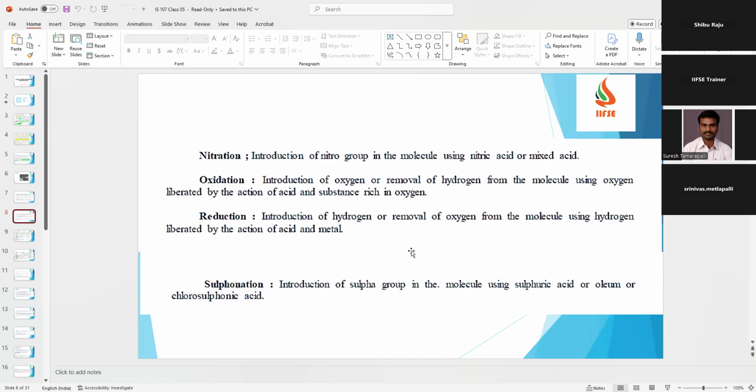So whenever you need to bring a nitro group into molecules, you use nitration as a unit process. Then oxidation is the introduction of oxygen or removal of hydrogen from the molecules, using the oxygen liberated by the action of acid or other substances. Then reduction is the introduction of hydrogen or removal of oxygen from the molecules. Sulfonation is the introduction of sulfur groups into the molecules.